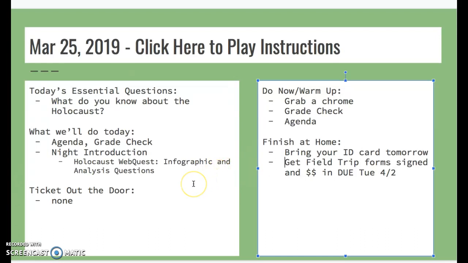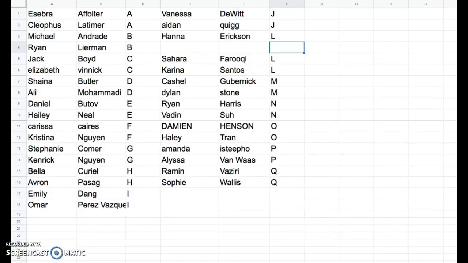Okay, let's pause the video real quick because I'm about to show you your partners for your Night introduction. Okay, here are your partners. You'll be doing your web quest with a partner, so just look to see who your partner is right now. When I'm done talking, you'll each need a Chromebook and a seat together.